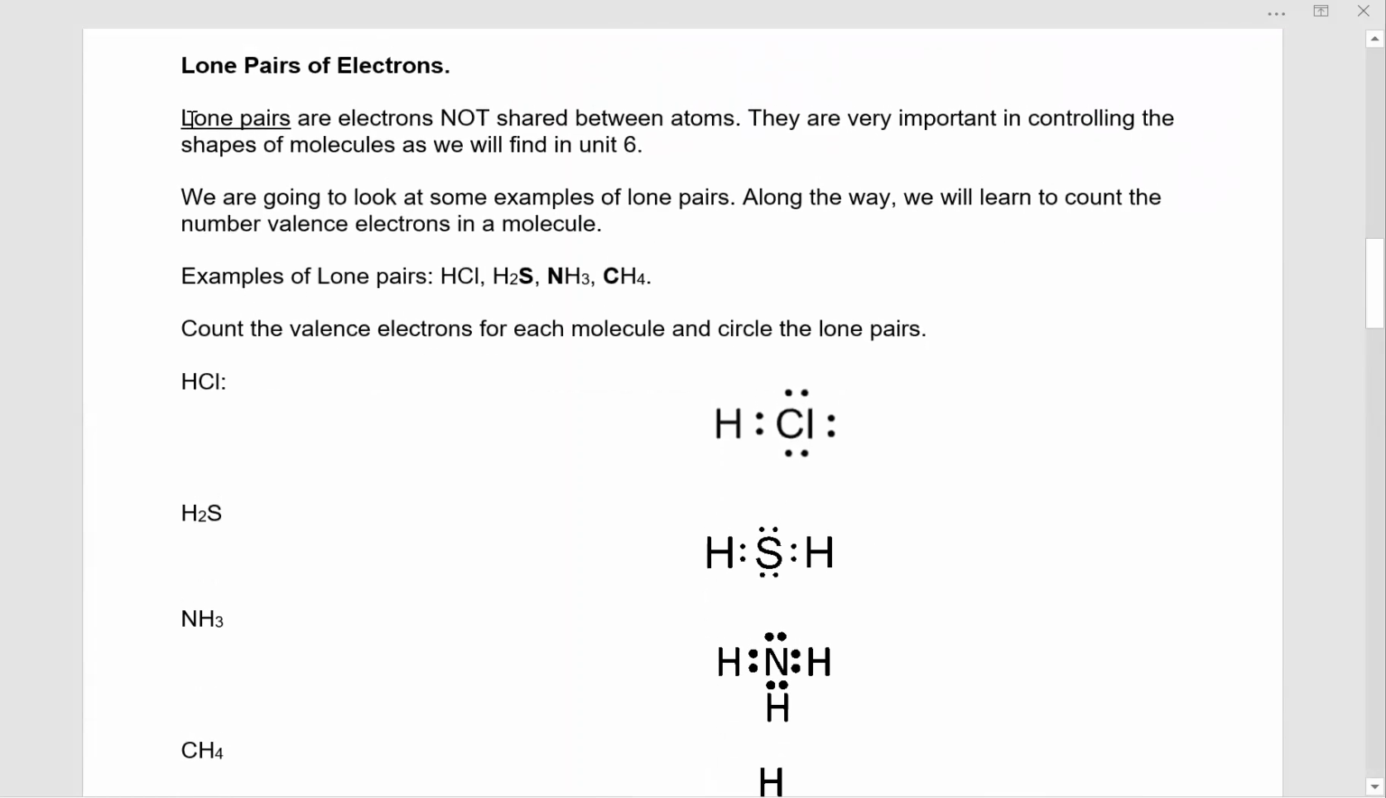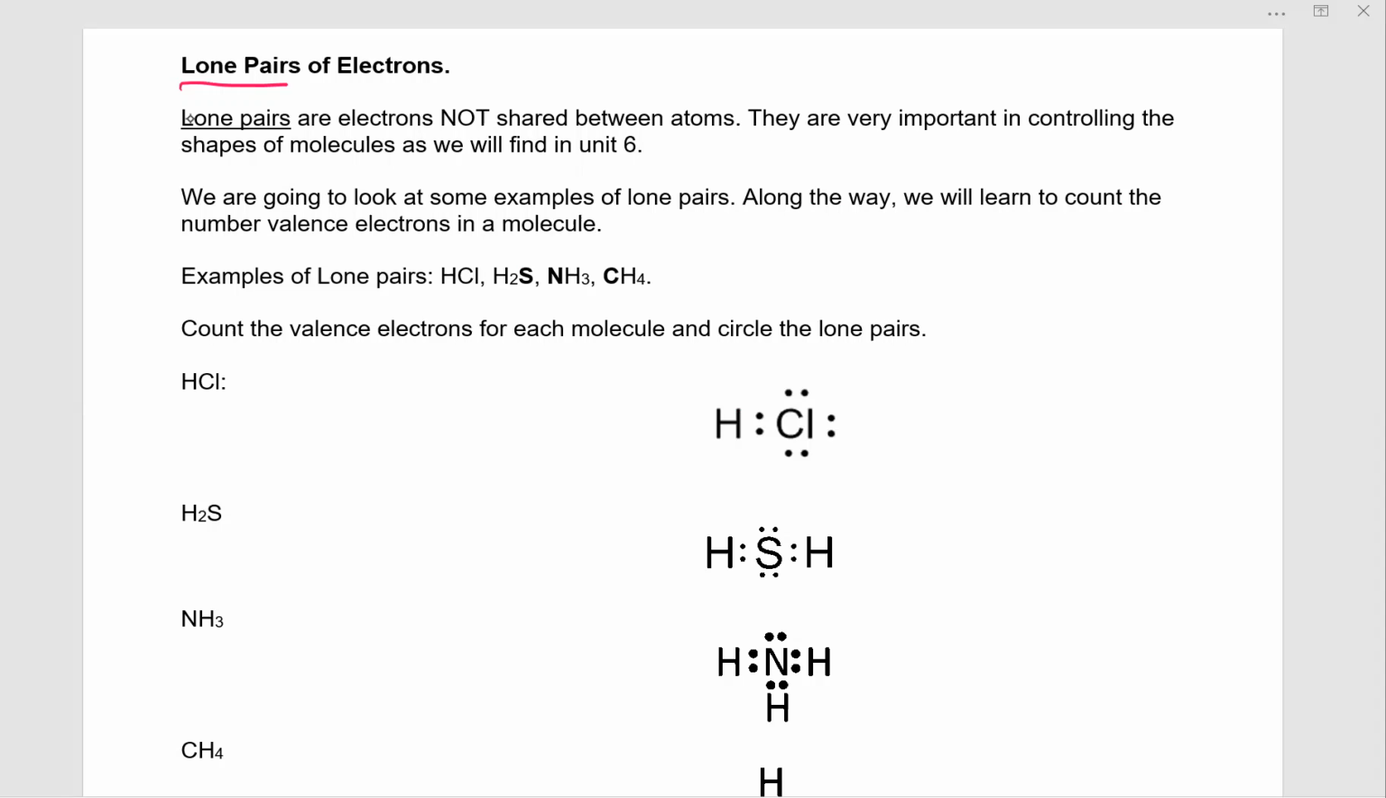Now we're going to look at sharing some more pairs of electrons, and we're going to introduce a new term here, lone pairs of electrons. So lone pairs are electrons not shared between atoms. We're going to find out in Unit 6 that they are very important in controlling the shapes of molecules. We're going to look at some examples of lone pairs. Along the way, we're going to learn to count the number of valence electrons in a molecule, because you're going to need that for the next part. So we're going to go through these examples of finding lone pairs. So our first one is HCl.